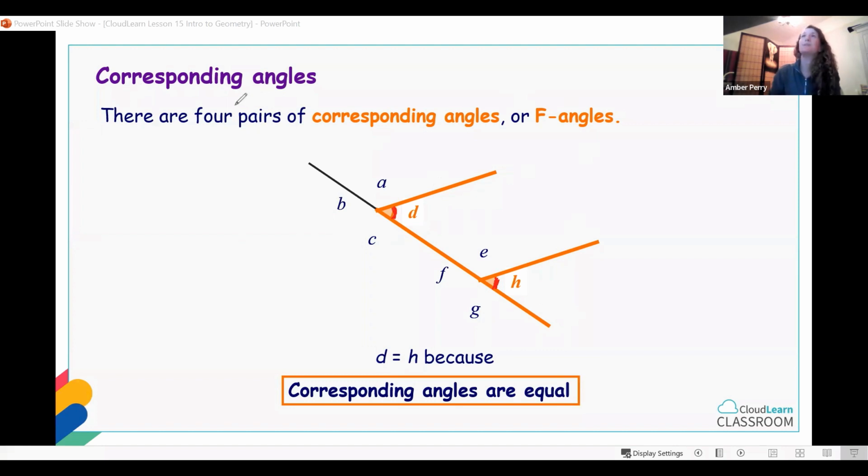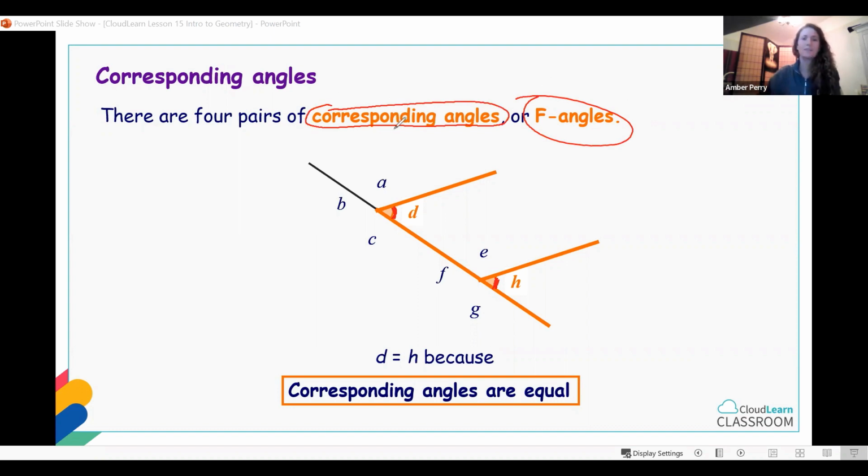And in the exam, you must write down the word corresponding. You cannot write down F angles. You will not get any marks for that, okay? So although it's quite useful just to remember, do not write that down in the exam. You must write this word down here. So that's what you need to remember, okay?